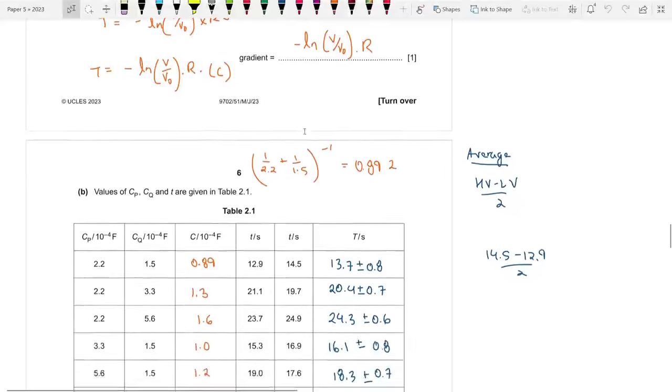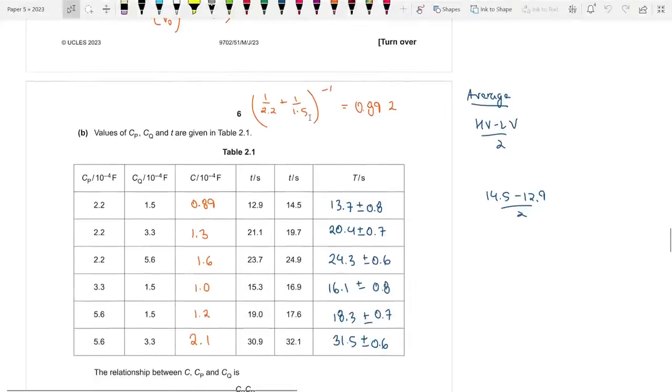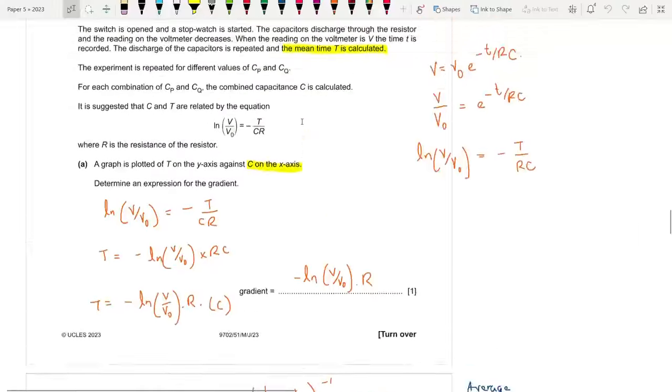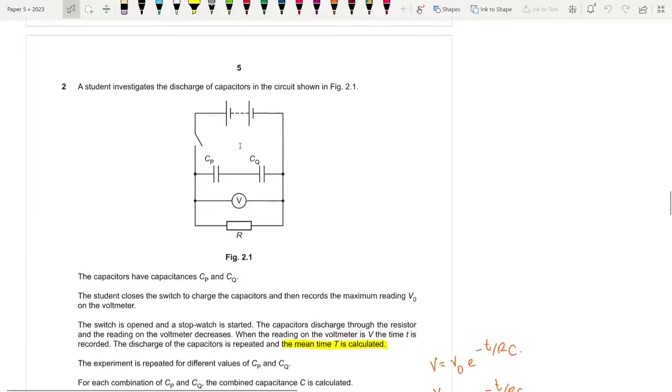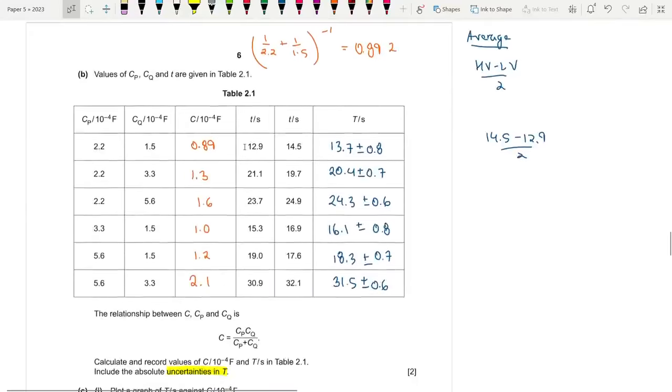Now we are asked to fill up this table. So capital C, what is it? Capital C is the combined capacitance. So since they are in series, what is the formula? 1 by Cp plus 1 by Cq and reciprocal to the power minus 1. That should be the formula. I'll show you how it's done.